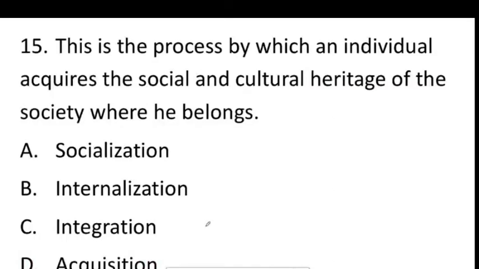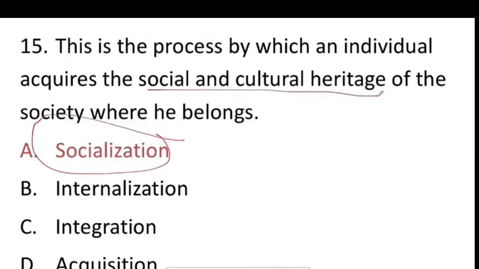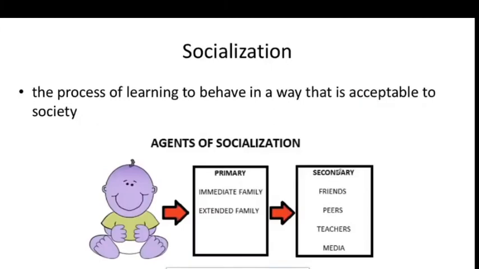This is the process by which an individual acquires the social and cultural heritage of the society where he belongs. Okay, is it socialization, internalization, integration, or acquisition? The correct answer for this one would be socialization. Okay, socialization is the correct answer here. The individual acquires the social and cultural heritage of the society. Now, socialization is the process of learning to behave in a way that is acceptable in your society.